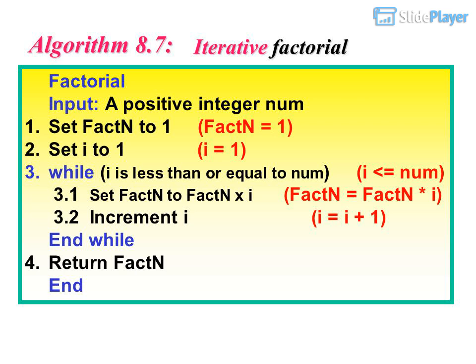Algorithm 8.7, iterative factorial. Input, a positive integer num. 1. Set factor to 1. 2. Set i to 1. 3. While i is less than or equal to num, 3.1 set factor to factor times i. 3.2 Increment i, i equals i plus 1. End while. 4. Return factor. End.